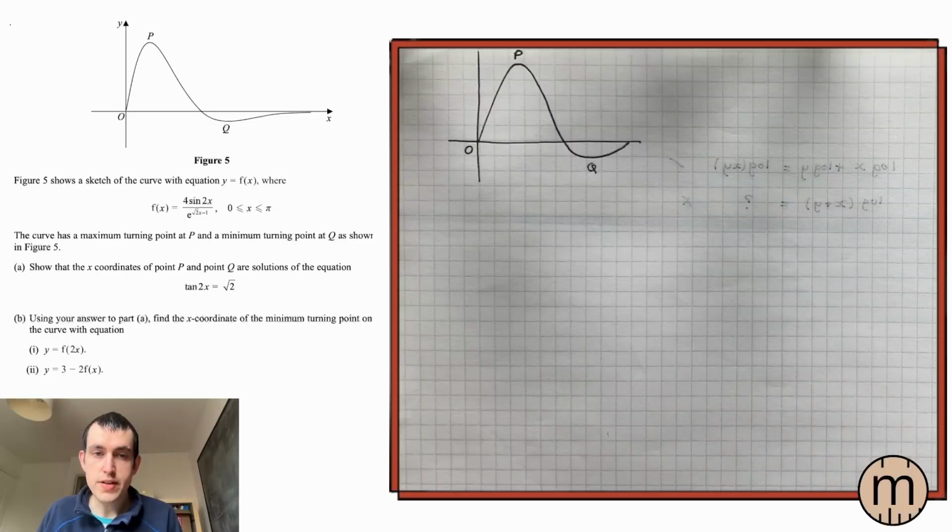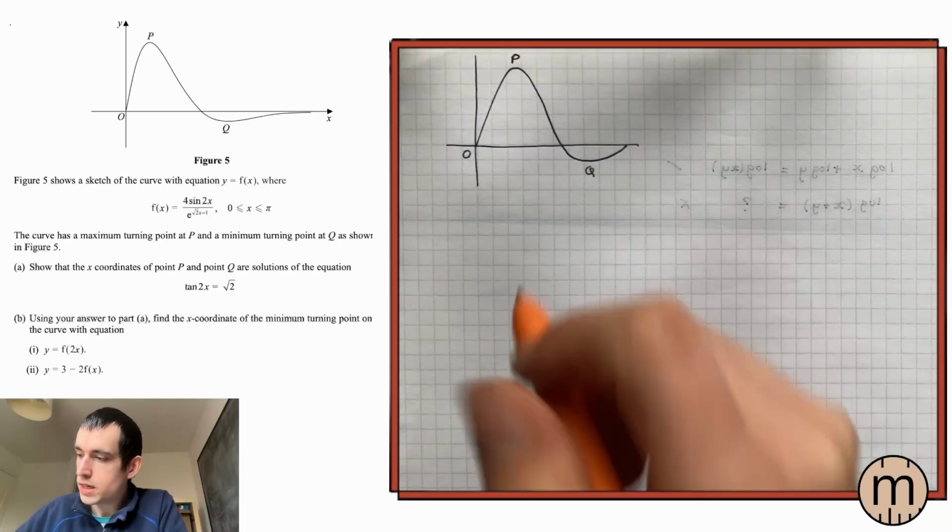So first bit of advice for part B: if you can't do part A, still try part B. They give you the information from part A, so use it and try to at least scoop a few marks from part B, even if part A was a no-go. In part A, we were talking about the coordinates of P and Q, but we never actually found what they were. So definitely the first thing here is to find what P and Q are in terms of their coordinates.